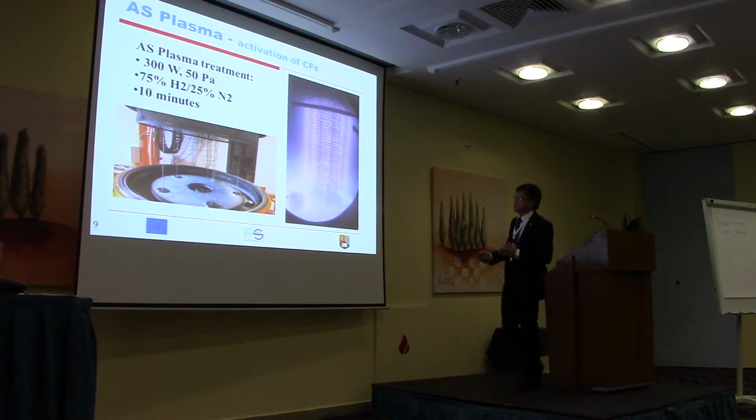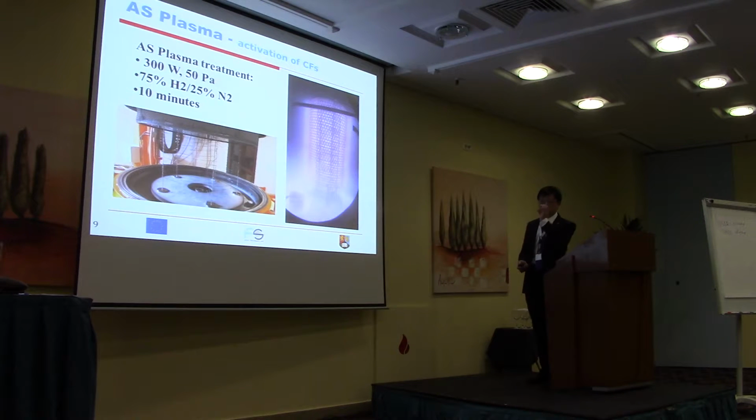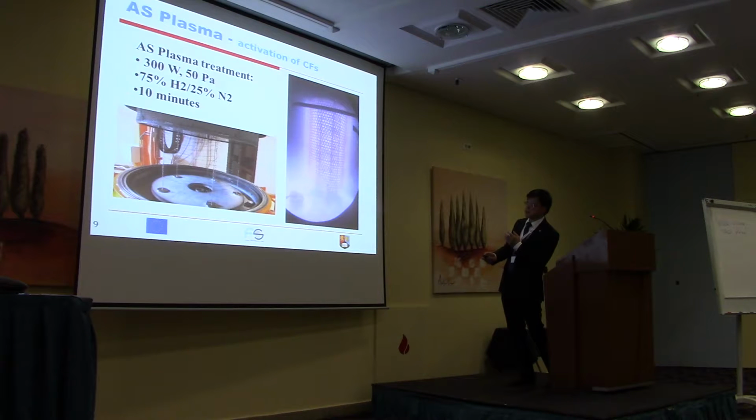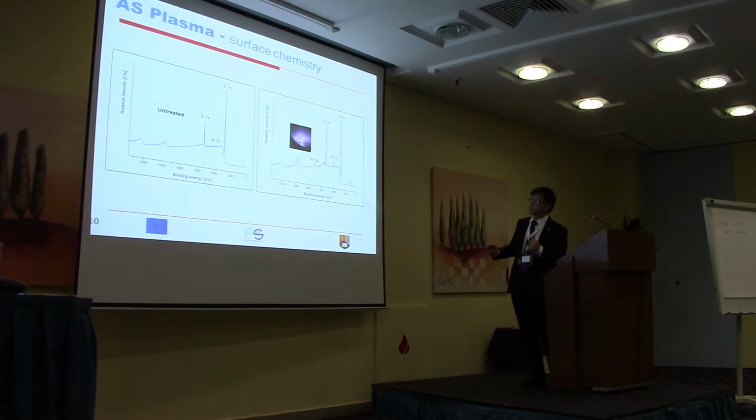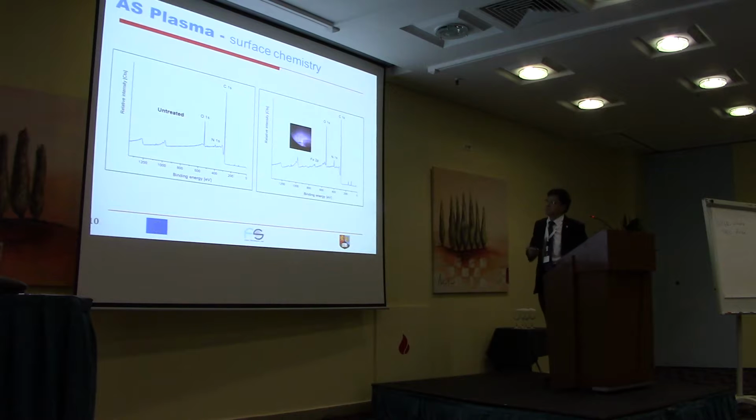This is what you can see from the observation window. Plasma forms on this active screen, and the carbon fiber is inside the active screen. So in essence, this is a post-discharge treatment, not directly exposed to plasma itself. Later I will show you that the enhancement of the performance is related to the post-discharge rather than direct plasma. Okay, so let's look at the change of the surface chemistry.